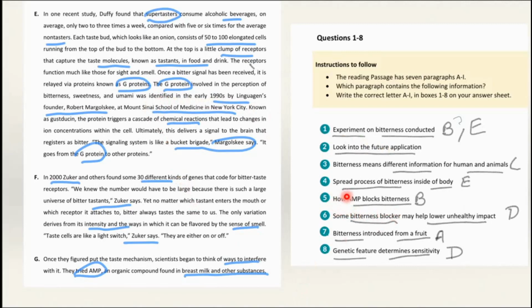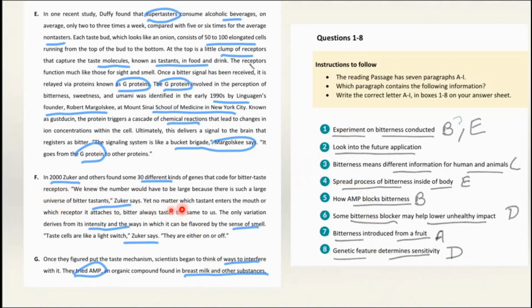Fifth. Did they talk about AMP here? No. Any unhealthy impacts? They didn't talk about anything like that. Did they talk about fruit? No. Did they talk about genetics here? No. They didn't talk about anything here. So our answer, probable answer could be first or fourth.